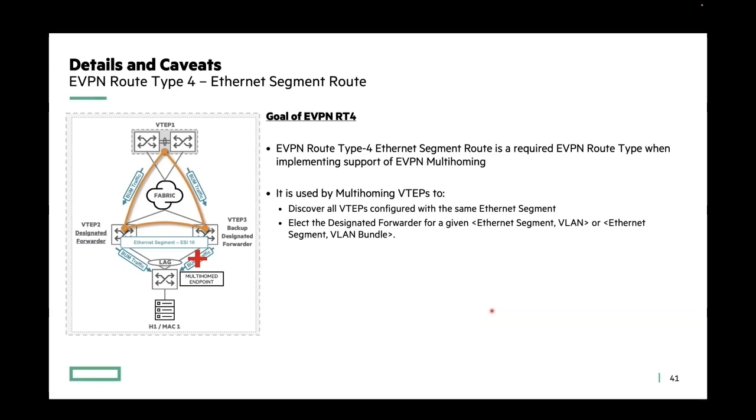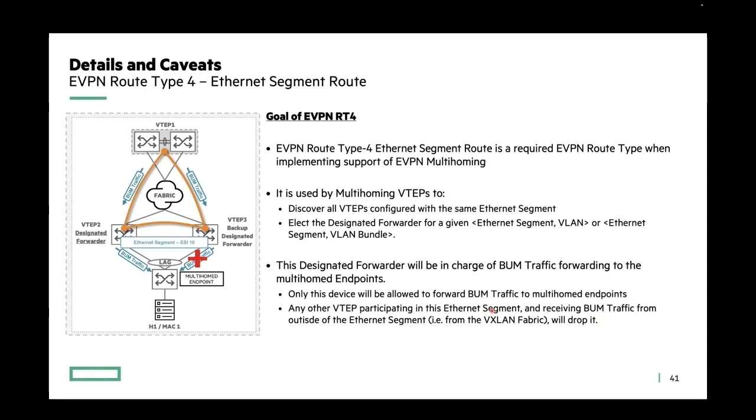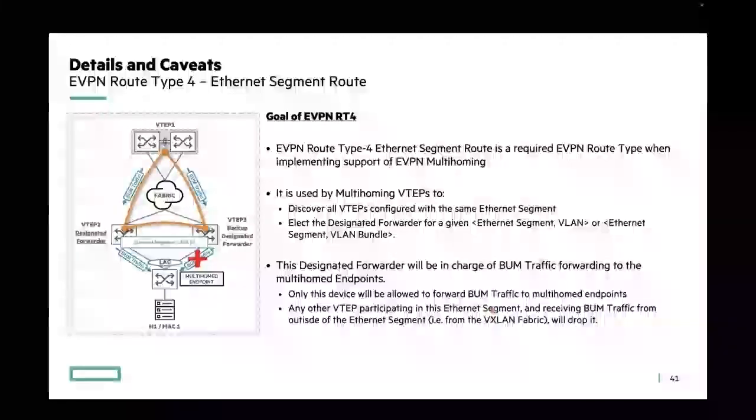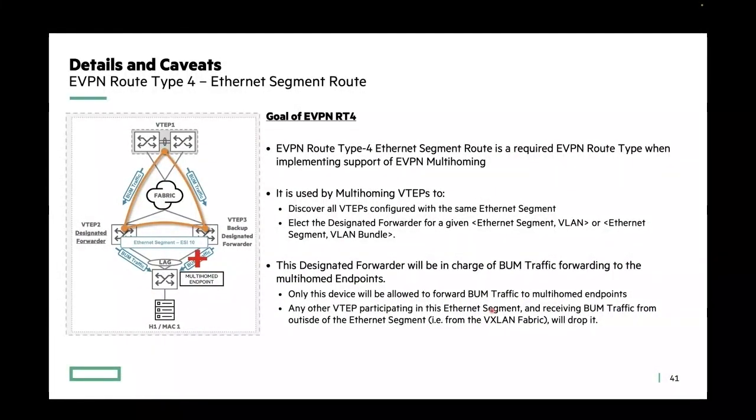It is used for two main purposes. First, to discover all VTEPs with the same Ethernet segment. And secondly, it is used by VTEPs to elect the designated forwarder for a given Ethernet segment. So what is a designated forwarder? In a set of multi-homing VTEPs having the same Ethernet segment, the designated forwarder is the VTEP in charge of bump traffic forwarding to the multi-homed endpoint. Only this device is allowed to forward bump traffic from the rest of the fabric to the multi-homed endpoint. All other VTEPs having the same Ethernet segment will drop this bump traffic.